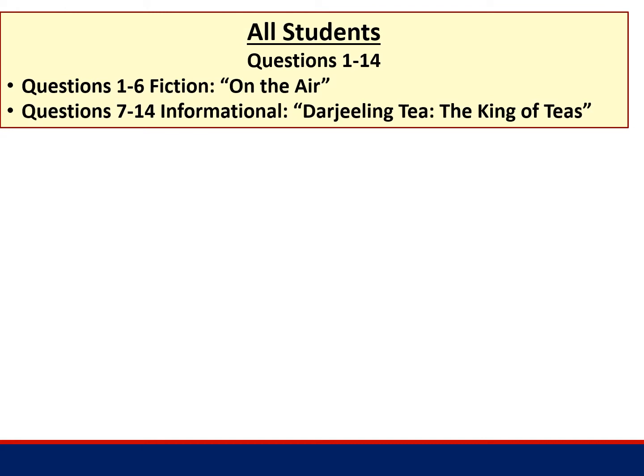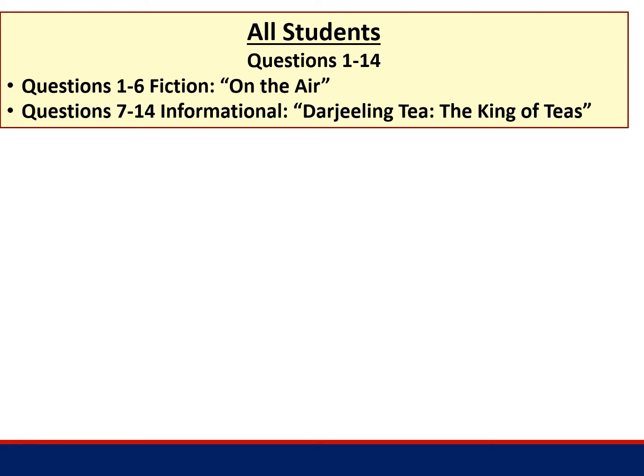So all students were given the same 14 questions. So questions 1 through 14, all students took. The first 6 questions, questions 1 through 6, were based on a fiction piece titled On the Air. Questions 7 through 14 were an informational piece titled Darjeeling Tea, the King of Teas.